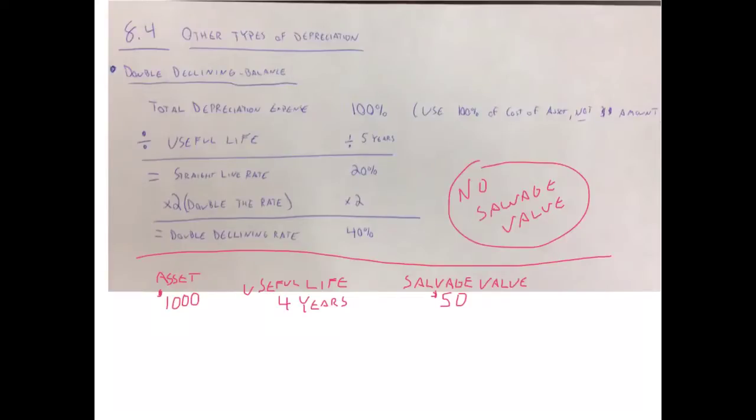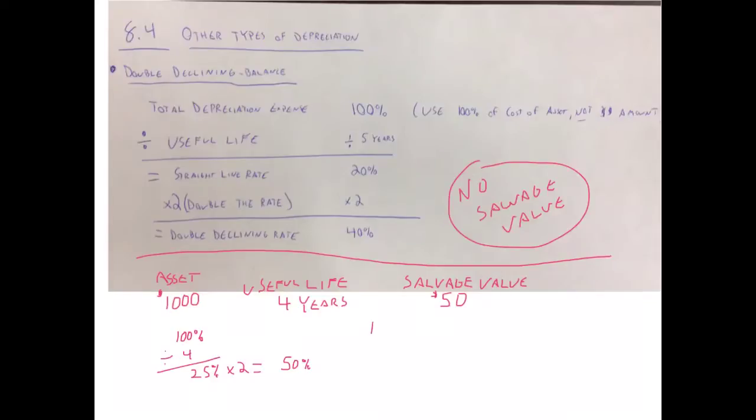For example, here if we had an asset worth $1,000, we don't care about that at the moment. We're just going to use 100% of that value. Its useful life is 4 years, so we're going to divide that by 4 years. Give us 25%. This is basically our straight line right here. We take that times 2 to get our double declining balance. So we're going to depreciate 50% of this value each year.